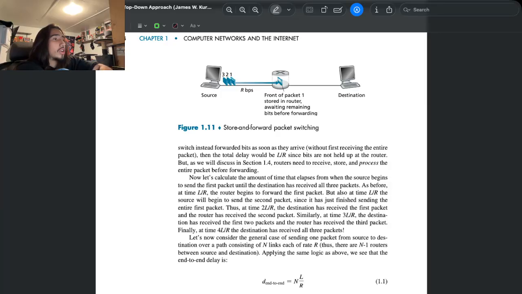Let's now consider the general case of sending one packet from source to destination over a path consisting of n links, each of rate R. Thus, there are n minus 1 routers between source and destination.